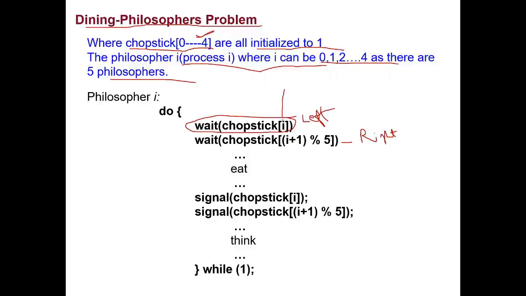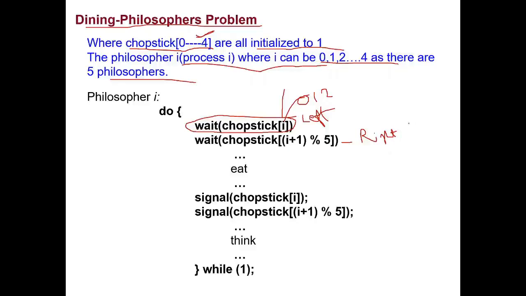So whatever the i value is, if the i value is 0, that means it is process 0. If the i value is 1, then it is process 1. If the i value is 2, then it is process 2. They have to acquire the left chopstick, and this is for the right chopstick.